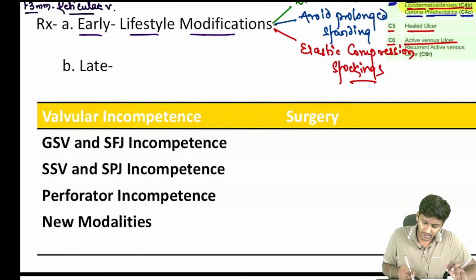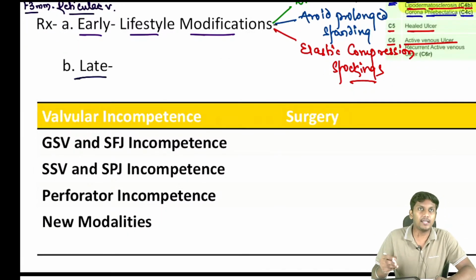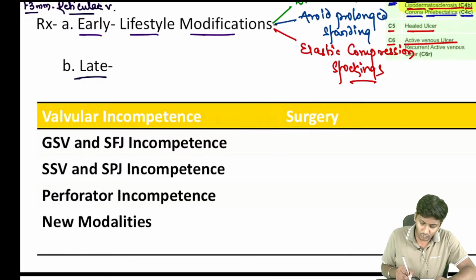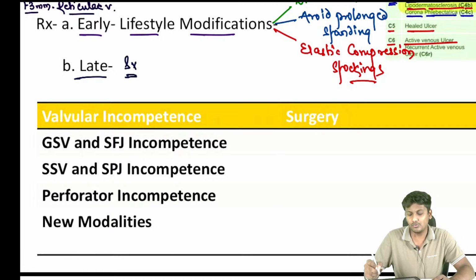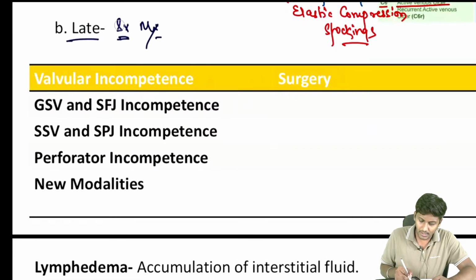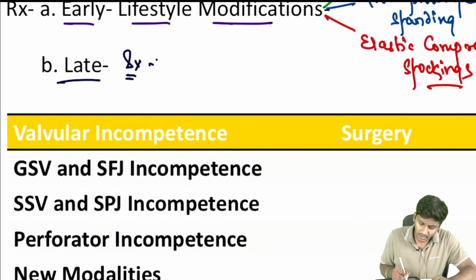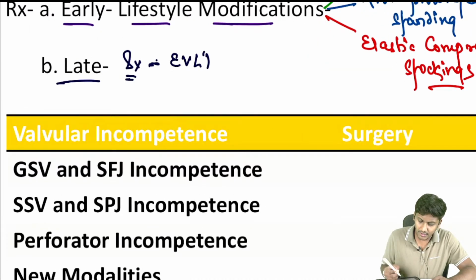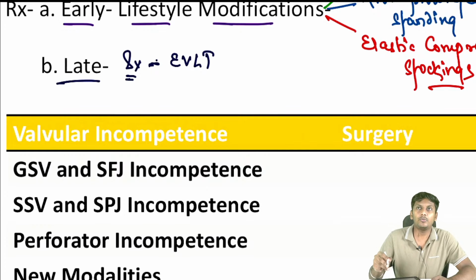Now, if the patient presents to us in the late stages, then definitely we have to go for surgical management. And if I talk about the surgical management, the best one available now is either EVLT. What is EVLT? Endovenous laser therapy. Or it is RFA. What is RFA? Radio frequency ablation. Either endovenous laser therapy or radio frequency ablation.